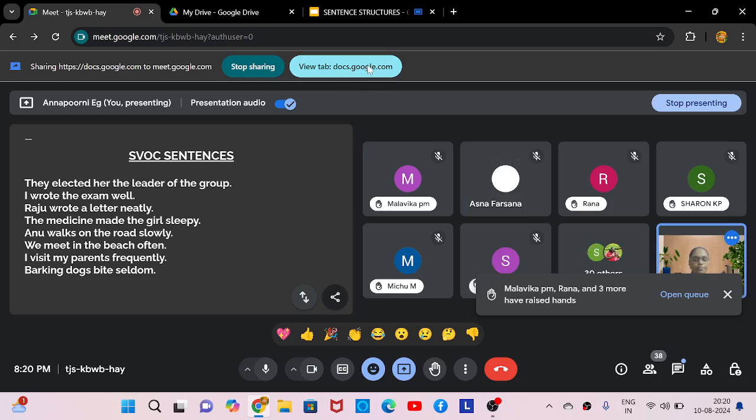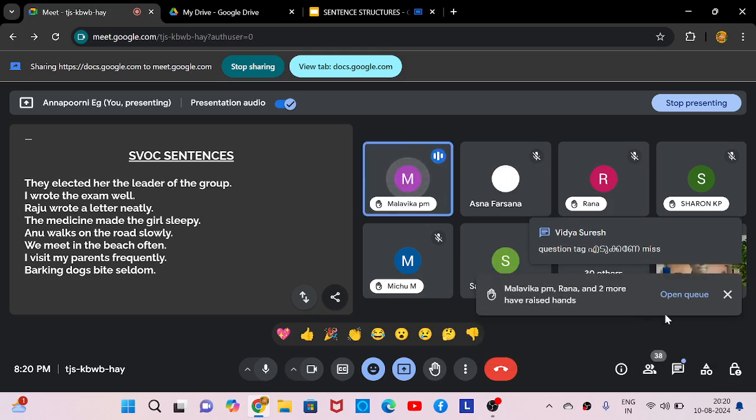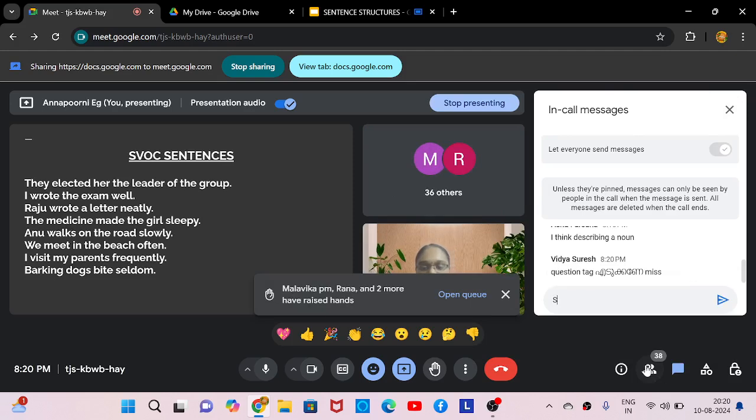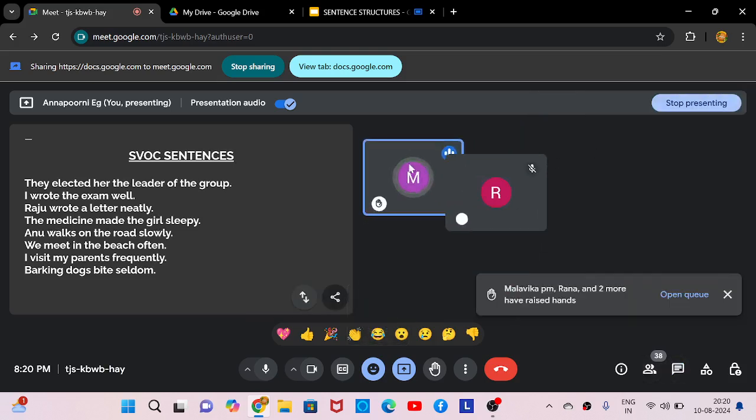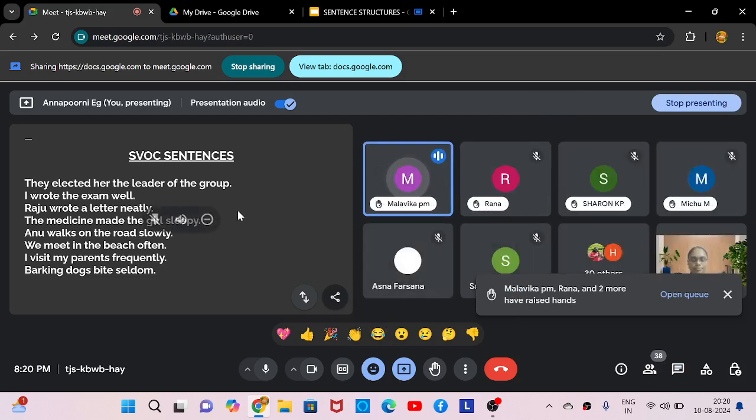Rana, can you identify? Rana. Okay. Who can do the next one? Malavika, can you do? Yes, ma'am. I visit my parents frequently. I is the subject. Visit our my parents object, frequently complement. Okay. Very good. Frequently is the complement. Frequently means edakkedakke. Okay. Yes. And the last one. Who can do it?